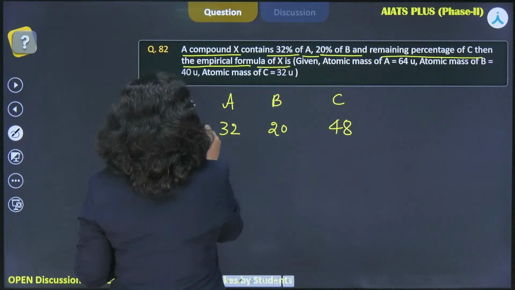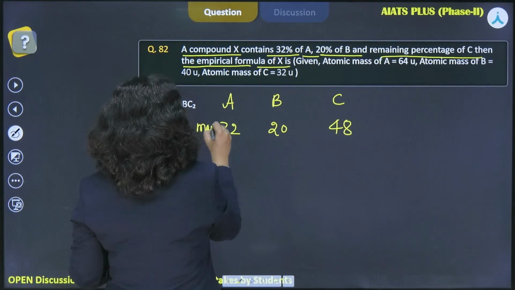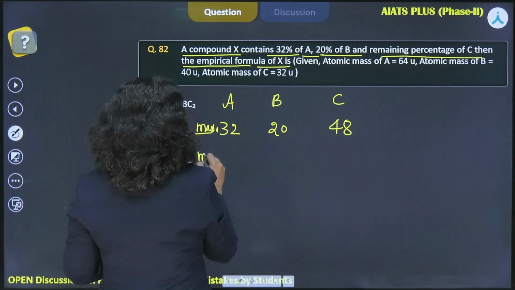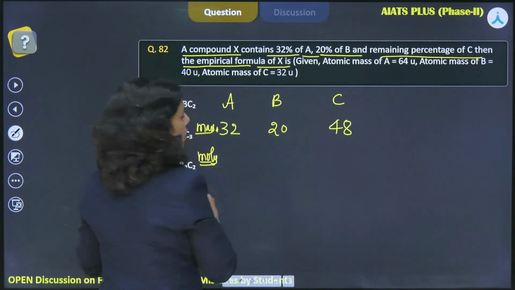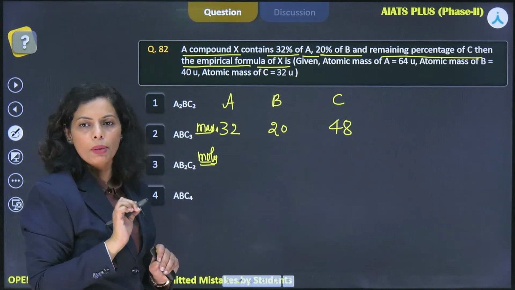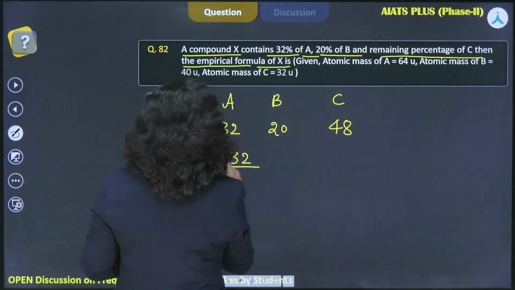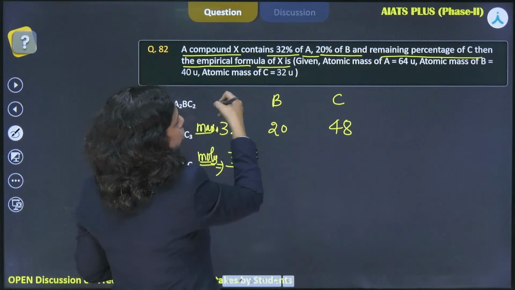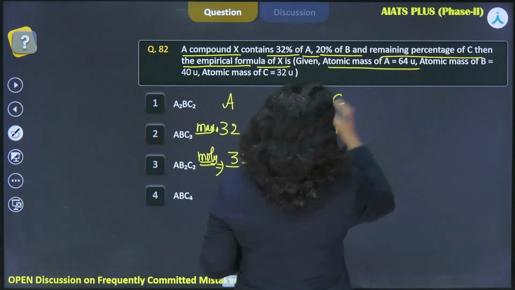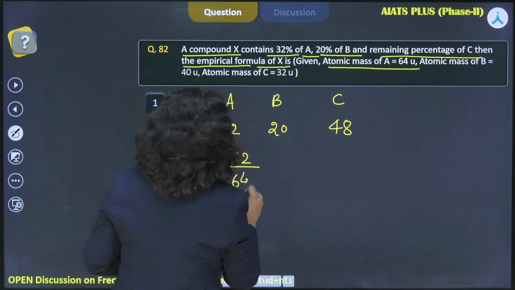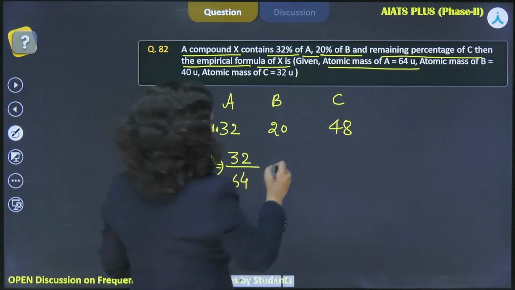Now, this is the mass. You need to calculate moles for the empirical formula because the molar ratio will give you the correct empirical formula. So moles of A would be its mass upon molar mass of A. So atomic mass of A is given here, 64 u. So I'll be dividing it by 64 for the calculation of moles.